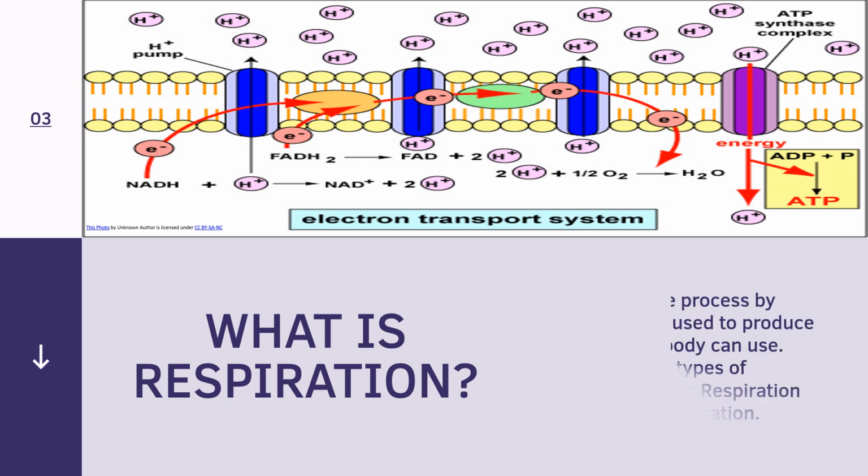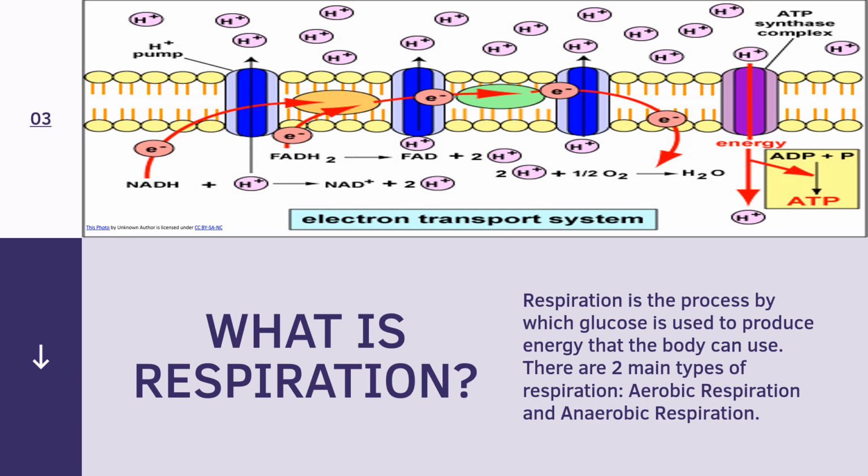Respiration is the process by which a biological molecule, such as glucose, is used to produce energy that the body can use. For most examples in this lesson, we'll be sticking to using glucose as our main source of energy. And the energy that the body tends to utilize is typically found in the form of adenosine triphosphate. Don't let the word scare you. We can call it ATP for short. There are two main types of respiration that we'll be covering in this lesson: aerobic respiration and anaerobic respiration.